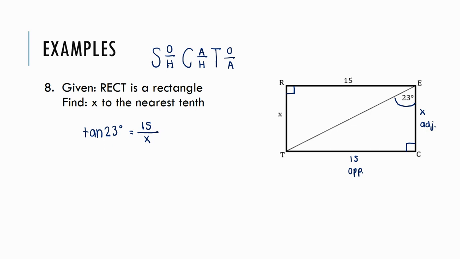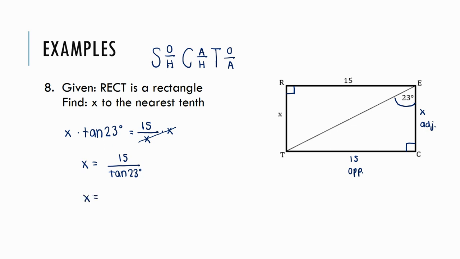So once again, I got to get rid of that denominator. So I got to multiply both sides by x to get that fraction to go away. But that still doesn't quite get me x by itself. So now that x is being multiplied by the tangent, we're going to divide by the tangent of 23 degrees. So x is going to equal 15 divided by the tangent of 23 degrees. We can put that into our calculator exactly how we see it. And then once again, we're rounding to the nearest tenth. So that's one decimal place.